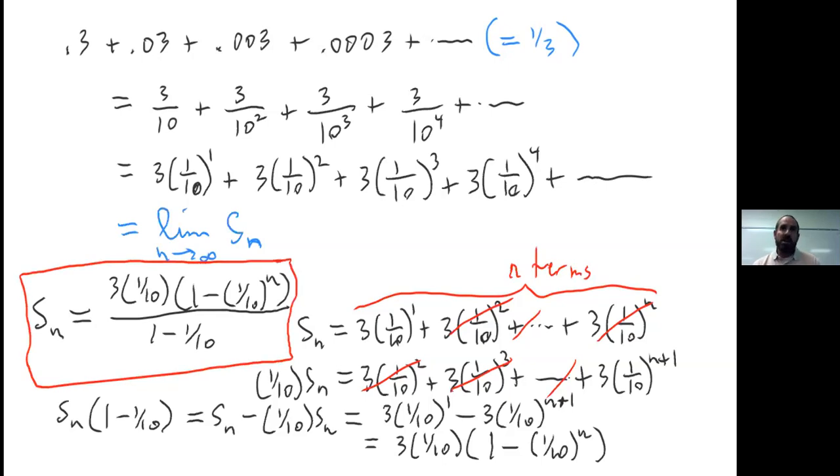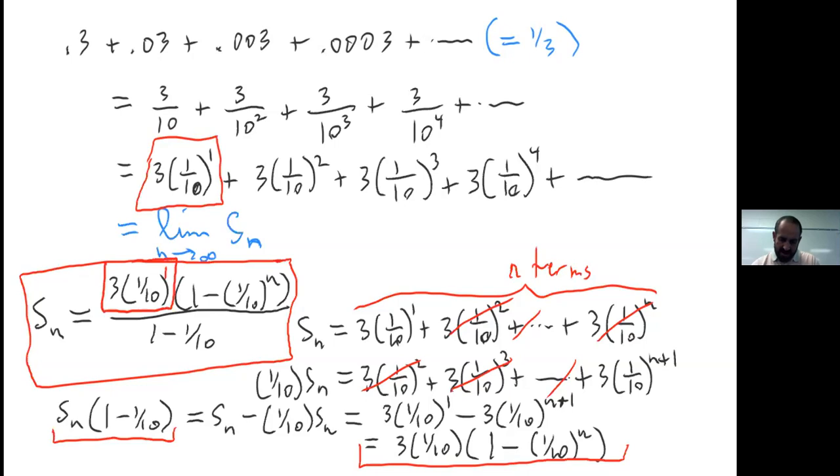Notice, I want to point out a couple of things here. The reason it's like that is because this guy was equal to this guy, and I simply divided by 1 minus a 10th to solve for Sn. 3 times a 10th to the first power, that's the first term in the series, isn't it? You see that? That was the first term in the series. That's no accident that that's what I see sitting right here.